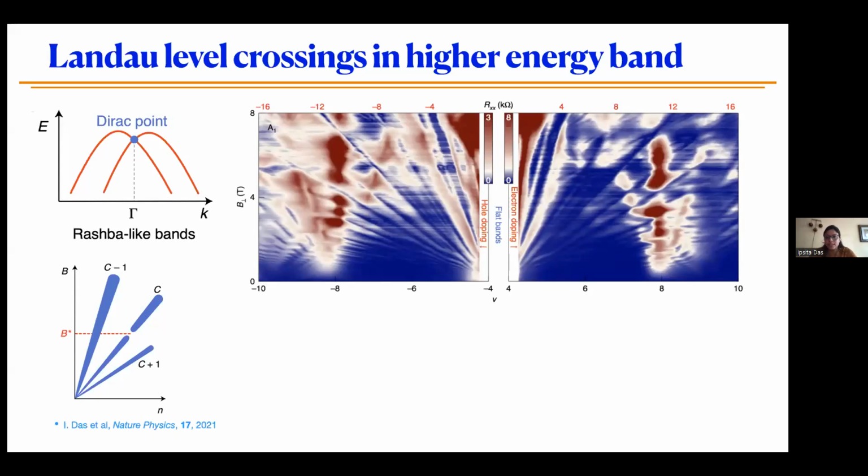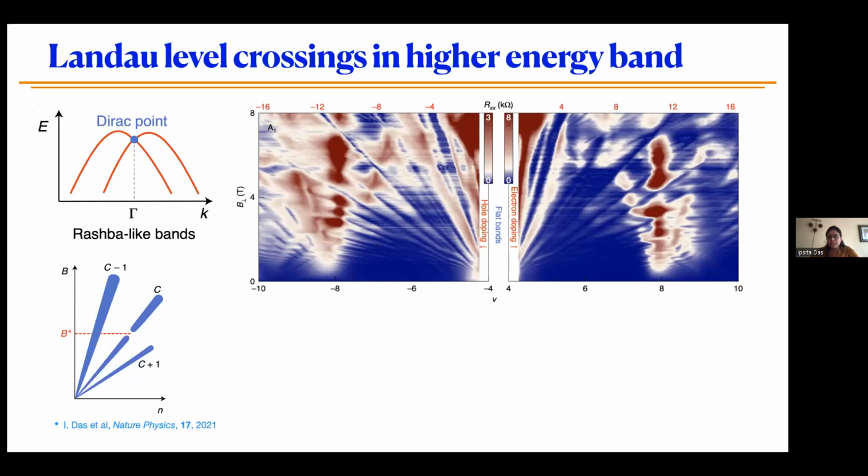So here the carrier density is from +4 to +10 or -4 to -10, depending on electron or hole doping, which is away from the flat band. So inside the flat band, you have up to 4 electrons per unit cell, but beyond that, you are tuning the carrier density more, right? So you were within the higher dispersive band. So here again, I have resistance as a function of magnetic field and carrier density, and all these dark blue straight lines are Landau levels.